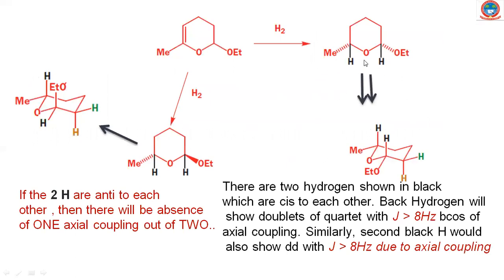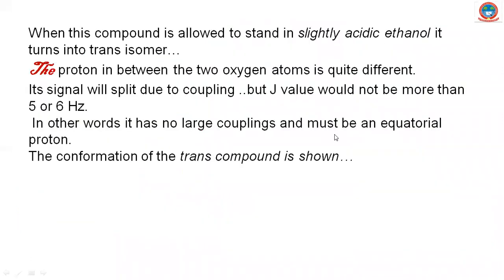suppose on hydrogenation, if you put this into acidic ethanol, what will happen? There is a rearrangement reaction. The proton in between the two oxygen atoms is quite different. Its signal will split due to coupling. The J values would not be more than 5 or 6 hertz.